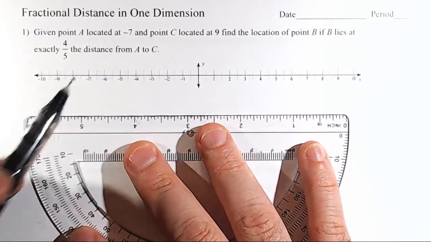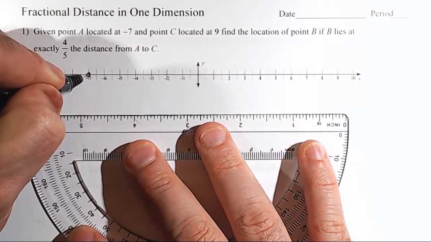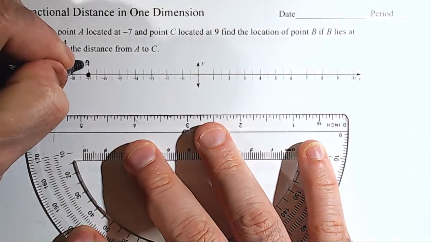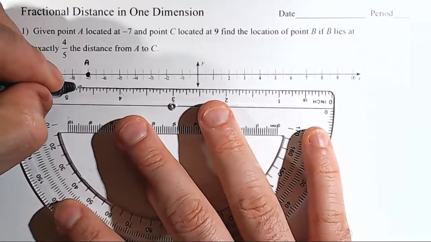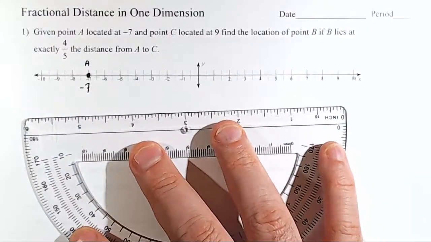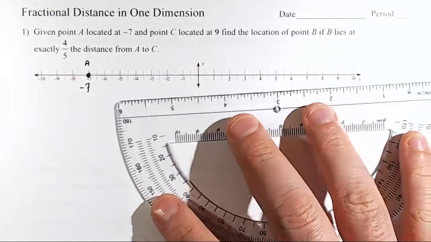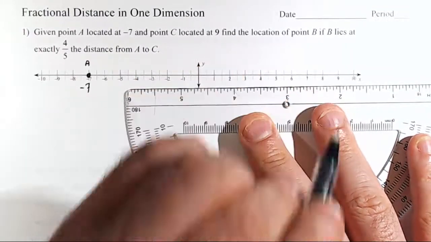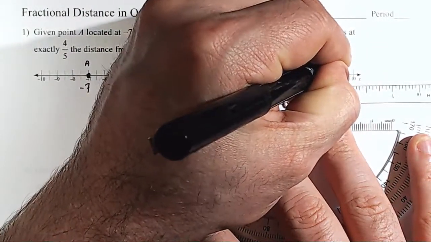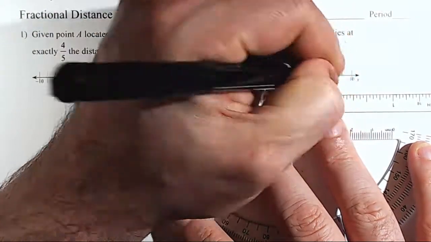So point A is at -7, so I'll go to -7 on the number line and I'll plot in point A. And I'll just write, so it's big, -7. And that was point A. Point C is located at 9, so we'll go over here to +9 and we'll plot in point C. And that's located at +9.